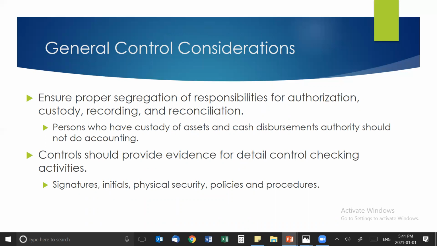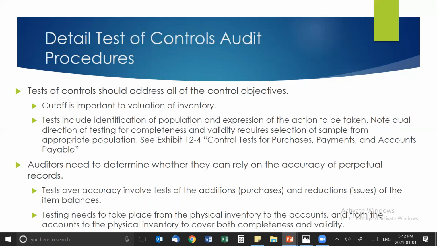Having physical security over the inventory. If the inventory is in a warehouse, make sure it's locked, make sure that maybe there's security cameras, maybe there's a security guard, and just having policies and procedures around all these controls. When you're doing test of control procedures, it should address all of the control objectives.